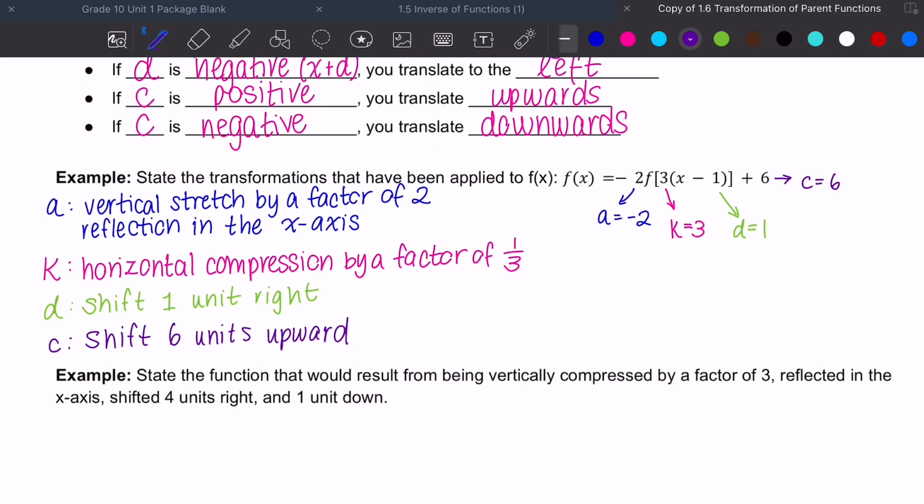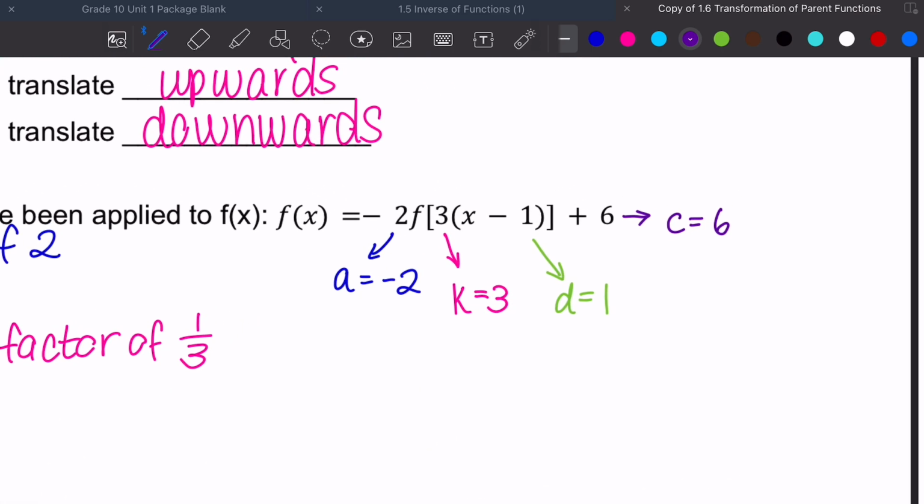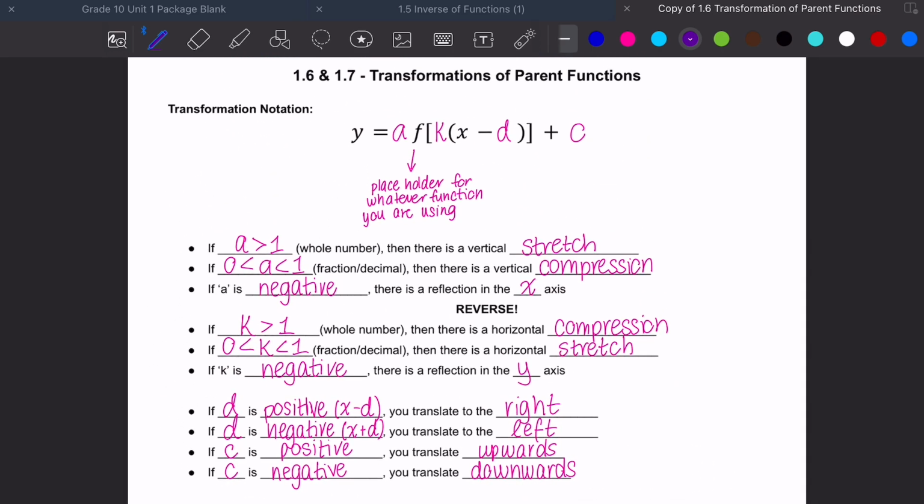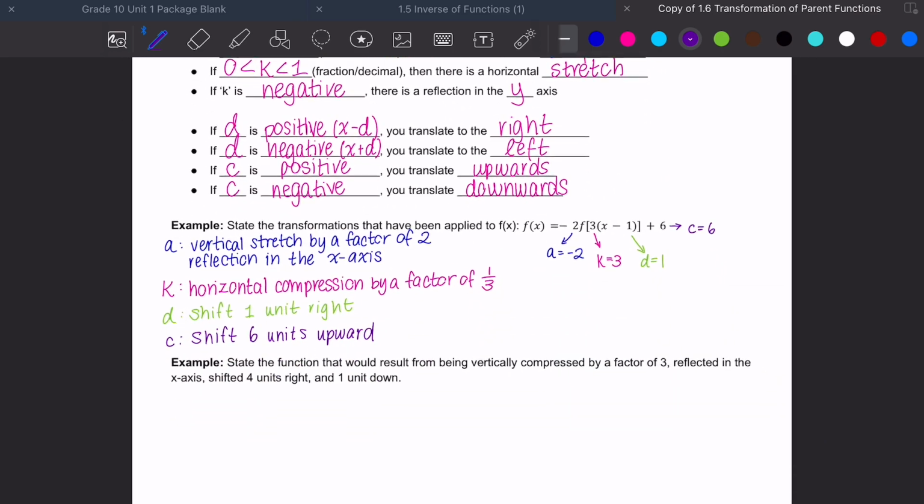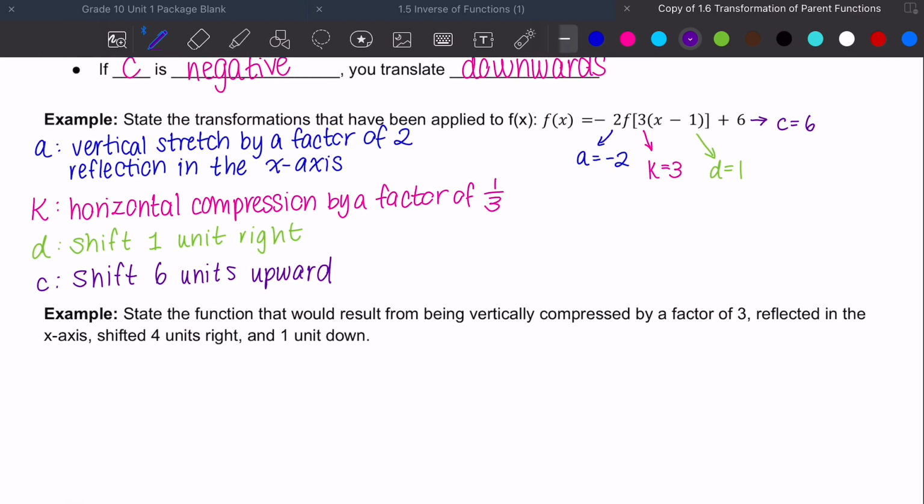So now it's told you the transformations of what has happened to it, and you have to decipher which transformation corresponds to A, or which one of these corresponds to my C value or my D value. And then you're going to make a general equation using that. So we're still going to follow this format, right? The same format at the top of your page. We're following that.